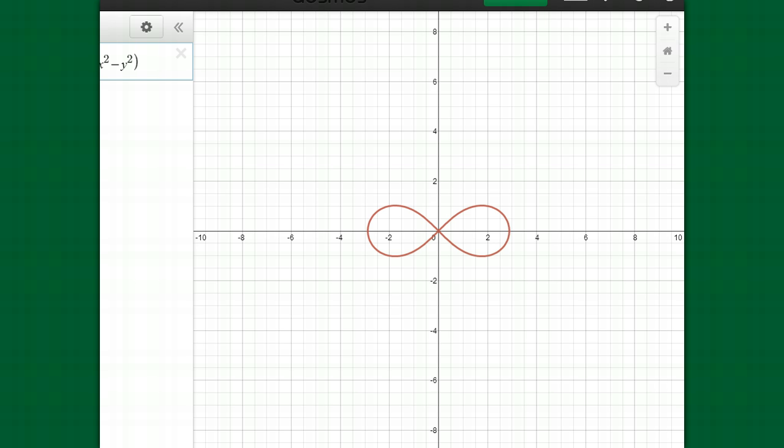Here's an example of one. Okay, it's not a function. It fails the vertical line test. It doesn't have an inverse that's a function. It fails the horizontal line test. But it's a nice looking graph. It kind of looks like the infinity symbol.